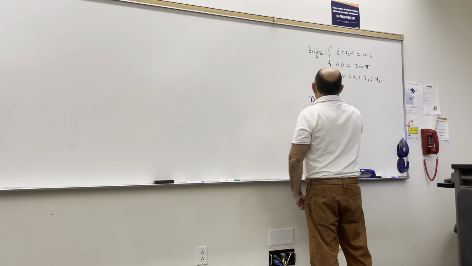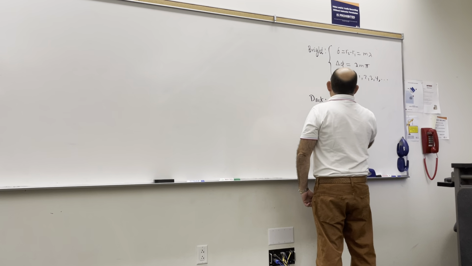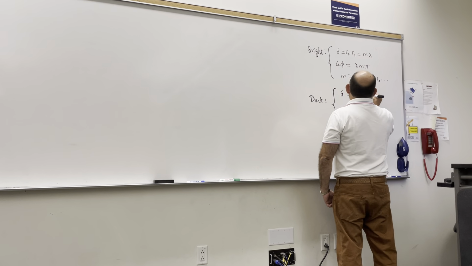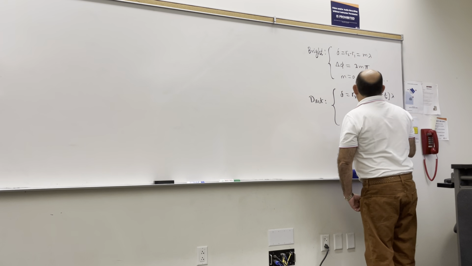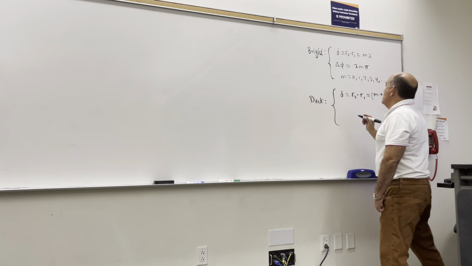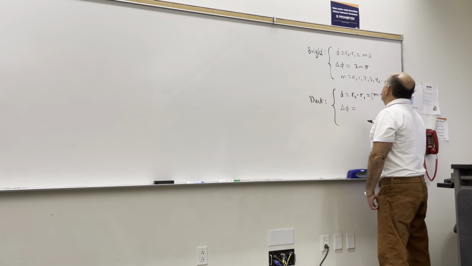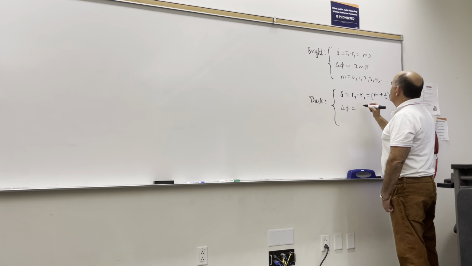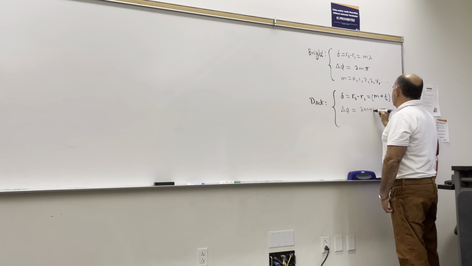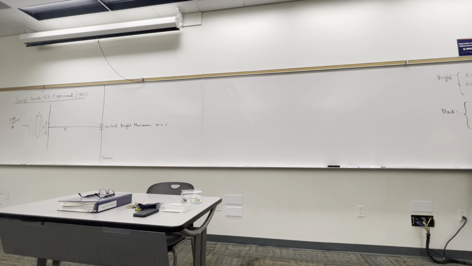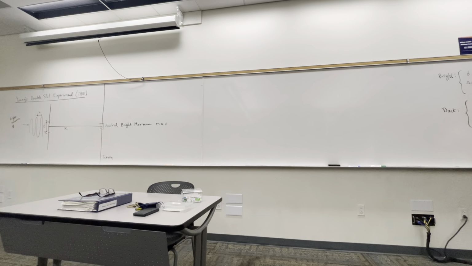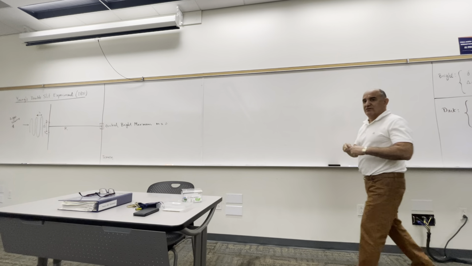And then for dark, we have delta, or R2 minus R1, is m plus a half lambda. And the phase difference, I think we wrote it as 2m plus 1, pi. And m is the same thing, 0, 1, 2, 3. Yeah, I think this is correct, right? Is that what you have in your notes?